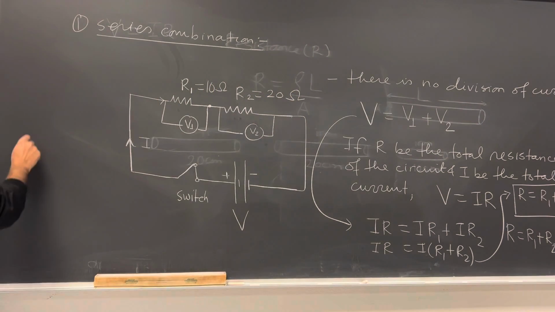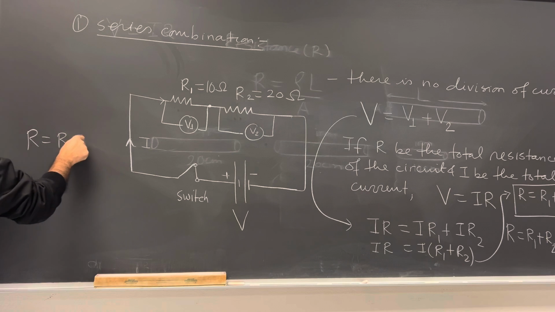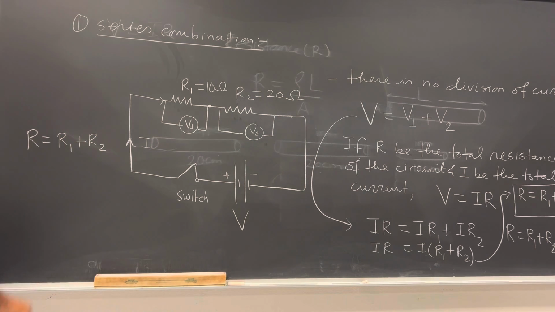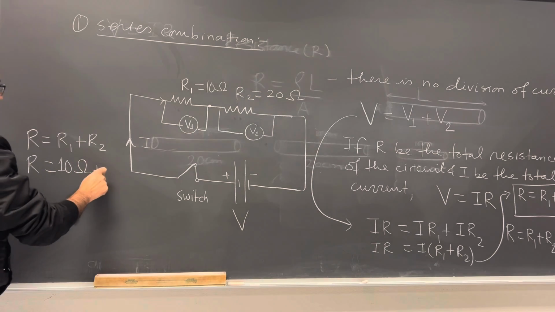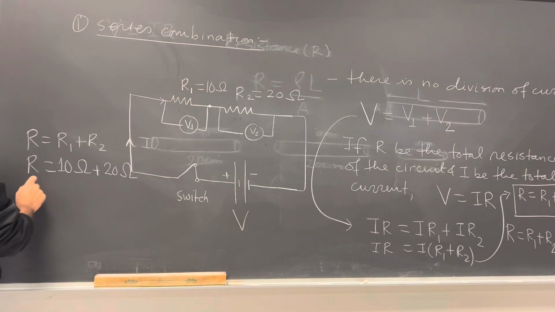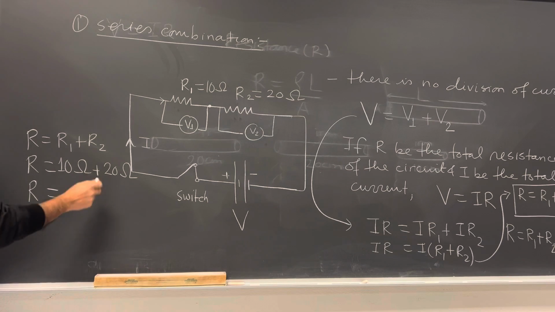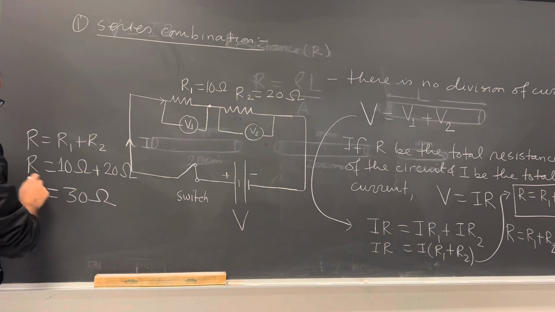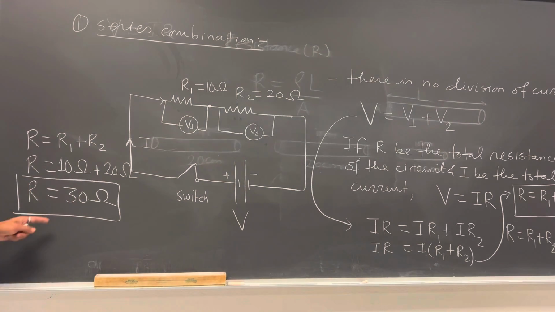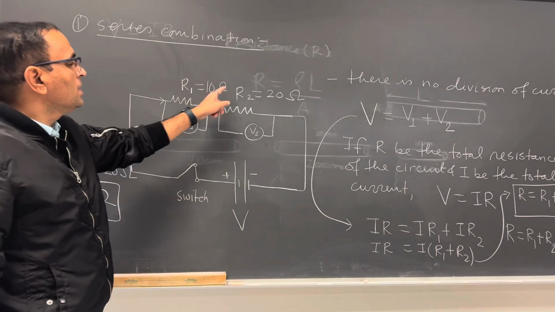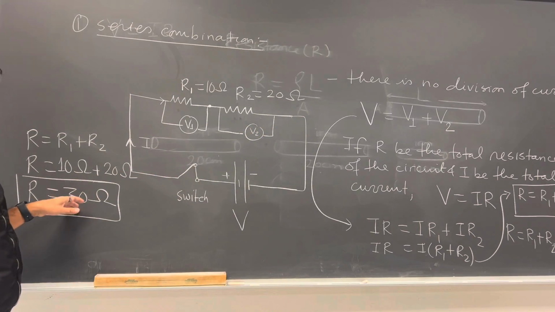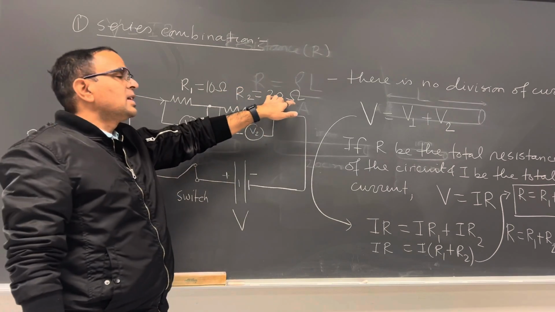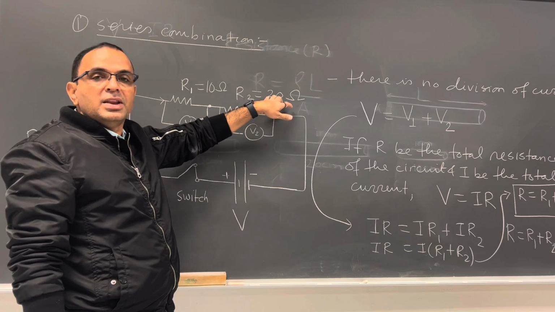Simply use that formula, R equal to R1 plus R2, right? So your total resistance R equals R1, which is 10 ohm, plus R2, which is 20 ohm. So the total resistance is equal to 30 ohm. You can see here, this is the total resistance of the circuit. So this is 30 ohm, and the smallest one is 10 ohm, the biggest is 20 ohm here. So the total resistance is greater than the biggest, the largest resistance in series combination.